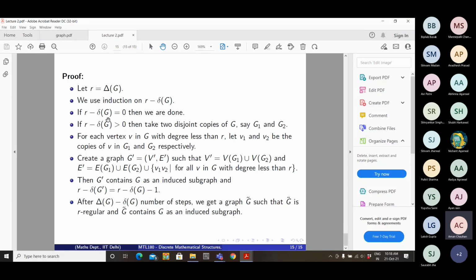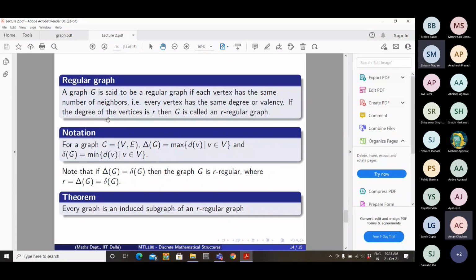Sir, what is the induced subgraph? Induced subgraph. Yes. So suppose you have a graph G = (V, E). Now you take a subset of the vertex set. Suppose U is a subset of the vertex set. It can be either a proper subset or improper, but it is non-empty.